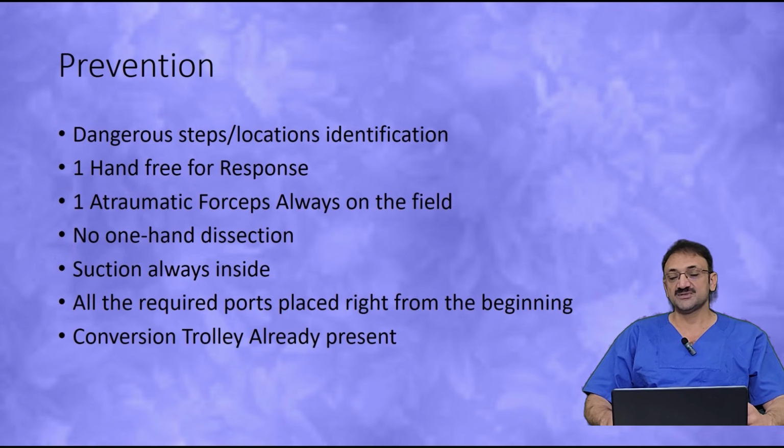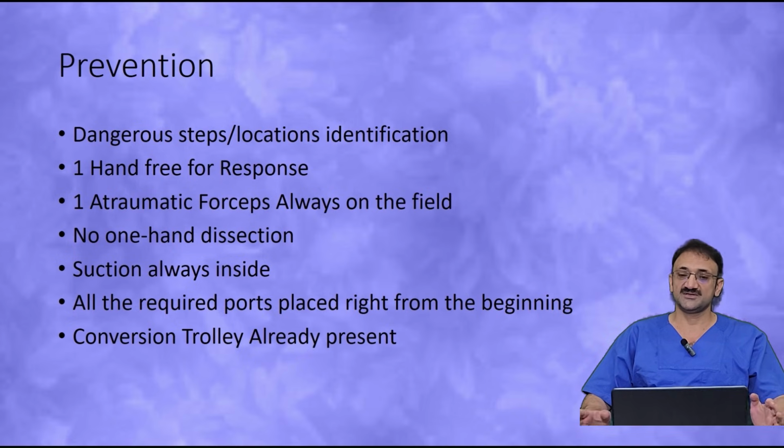And then you must know what are the locations. For example, in this CT scan, you see how hydronephrotic the kidney is, how much it is distended, is it touching the anterior abdominal wall. If you are then placing a port even away from the midline, you may go into the kidney and cause bleeding, or you may go into the renal hilum. So in that case, dangerous steps and dangerous locations must be identified.